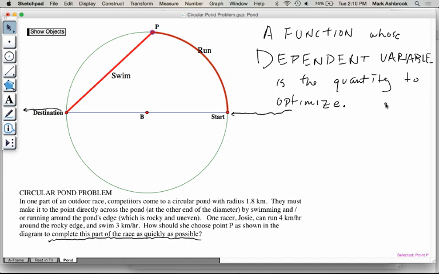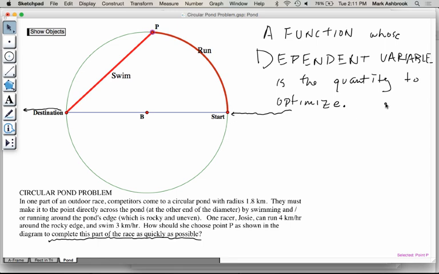So that's the first question we ask. What quantity in this situation do we want to optimize? Do we want to maximize or minimize? And then the whole solution is going to be about the function whose dependent variable is that quantity. So in this problem, what is the quantity that we want to maximize or minimize?